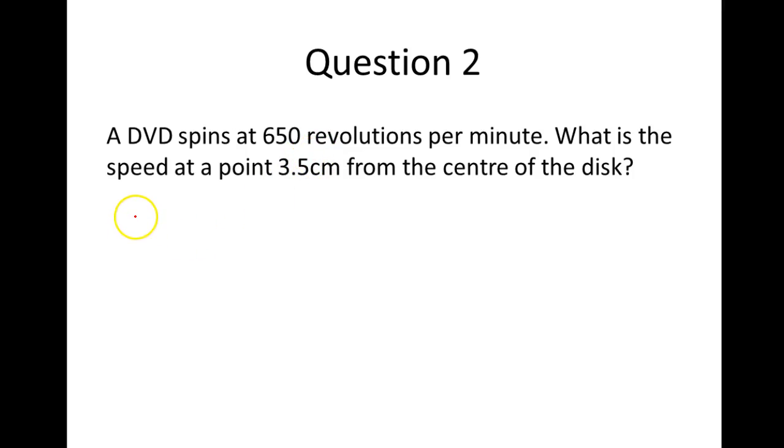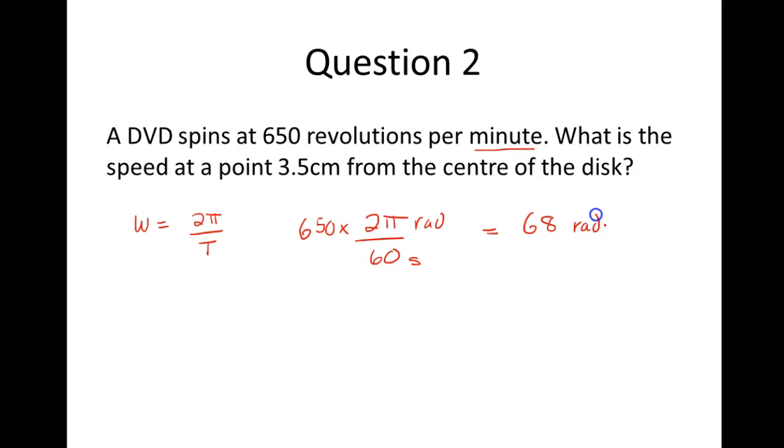So we know that the angular velocity is 2 pi over T, and we know here that the time period is 1 minute. So we want 2 pi radians over 60 seconds. However, we have 650 complete revolutions per minute, so that means that we need 650 times 2 pi radians over 60 seconds, which gives us 68.1, so 68 radians per second.